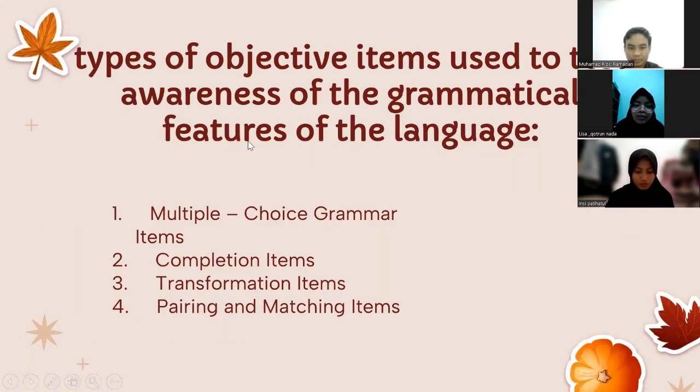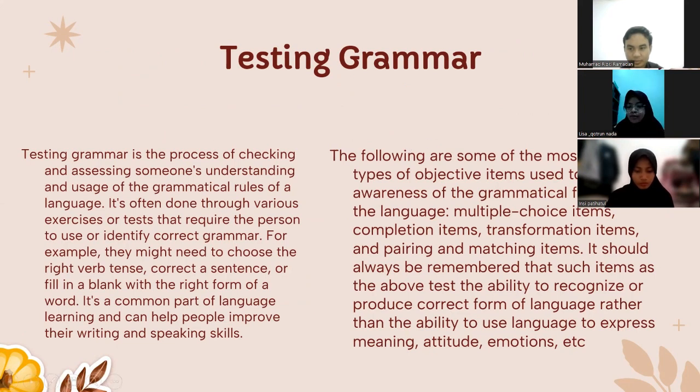I will explain about testing grammar and vocabulary. Testing grammar is the process of checking and assessing someone's understanding and use of the grammatical rules of a language. It is often done through various exercises or tests that require the person to use or identify correct grammar. For example, they might need to choose the right verb tense, correct a sentence, or fill in the blank with the right form of a word. It is a common part of language learning and can help people improve their writing and speaking skills.